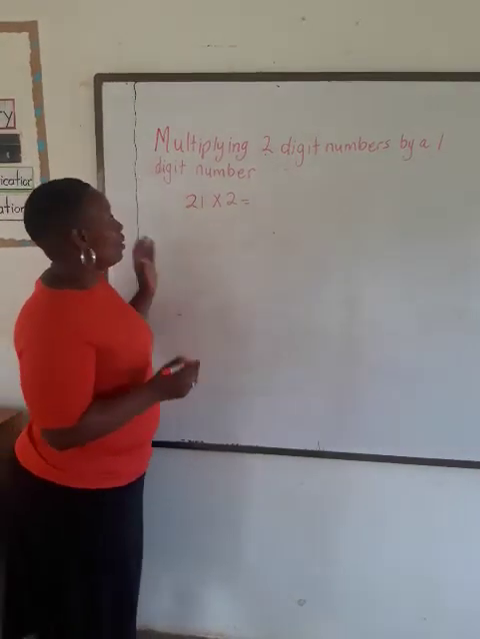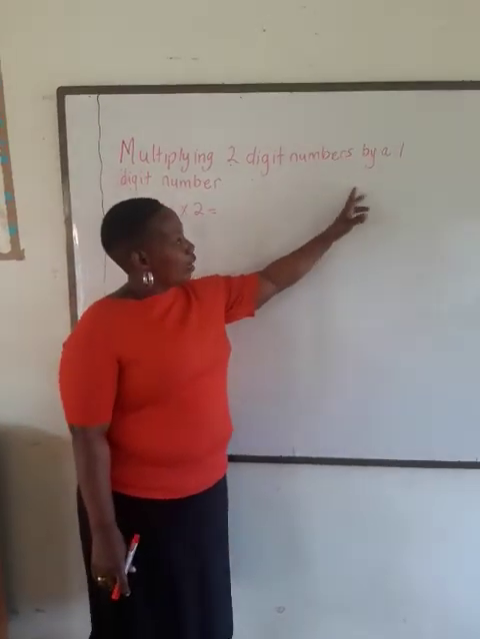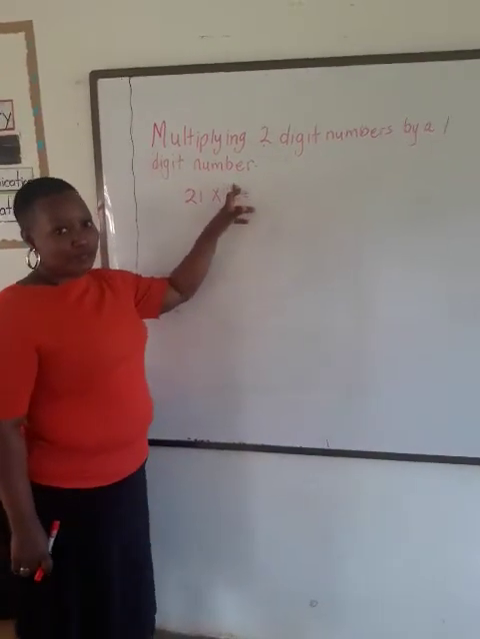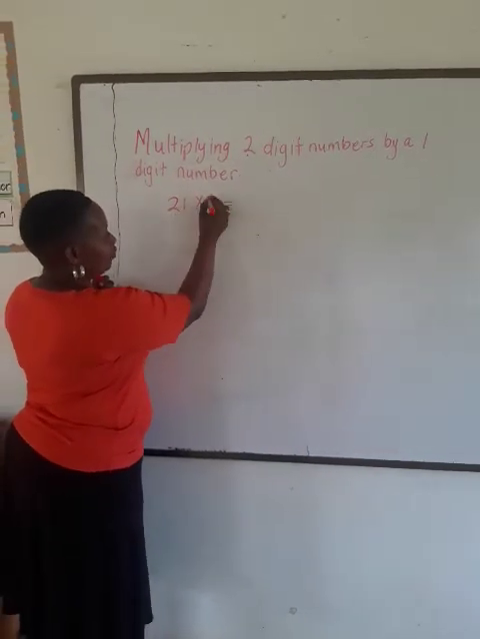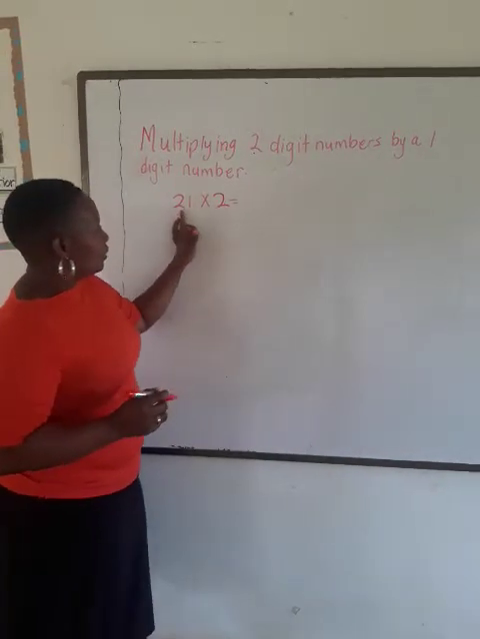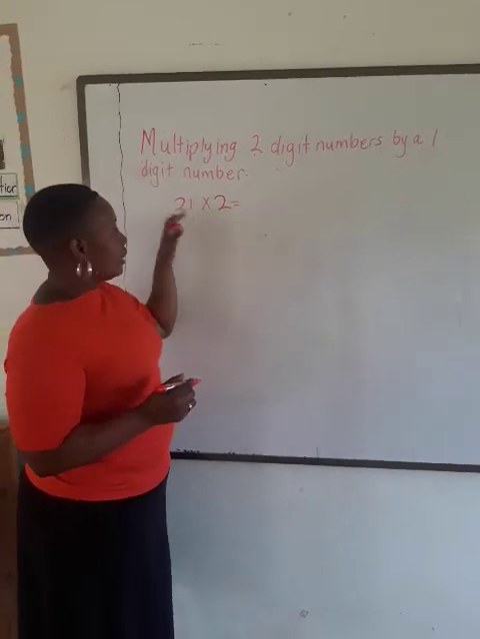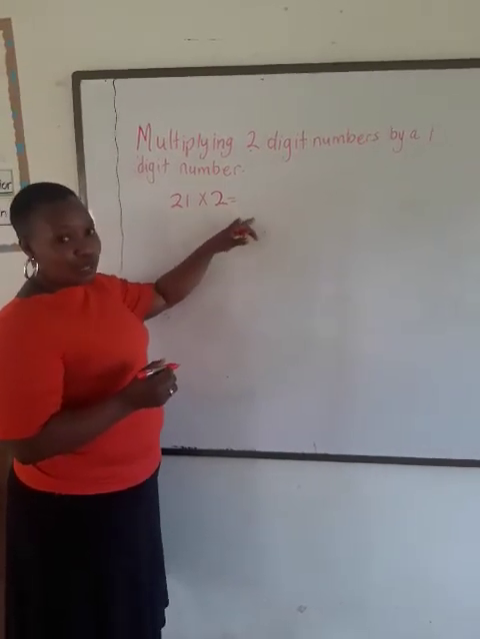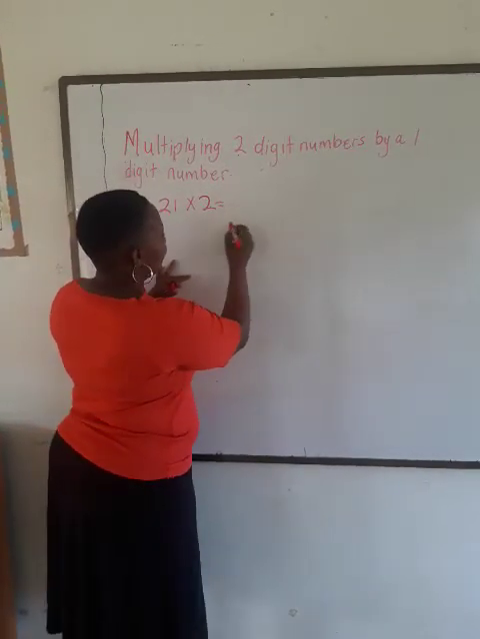Keep it up. So we are looking at multiplying two-digit numbers by a one-digit number. I have some examples here. 21 times 2. There are so many different ways of getting the answer to this calculation, but the best way is to arrange the number vertically and then you work it out.